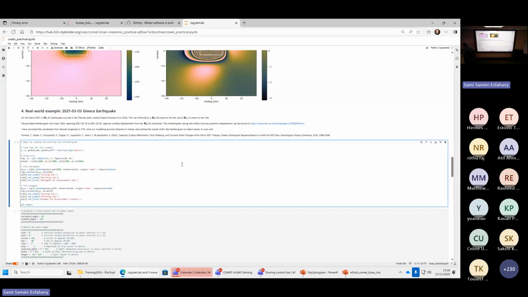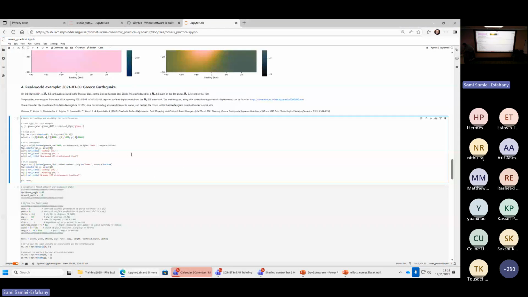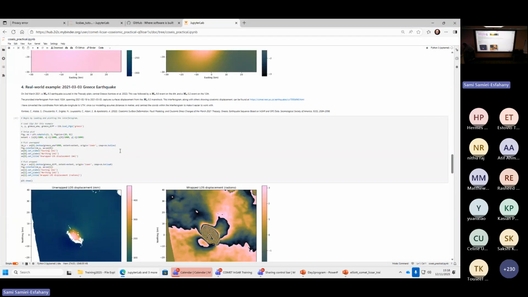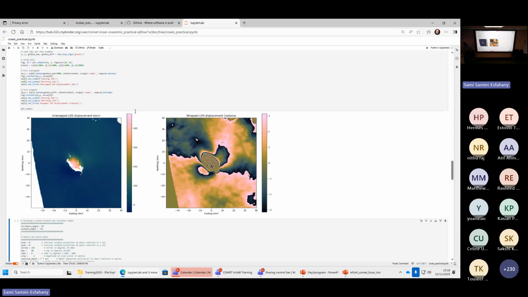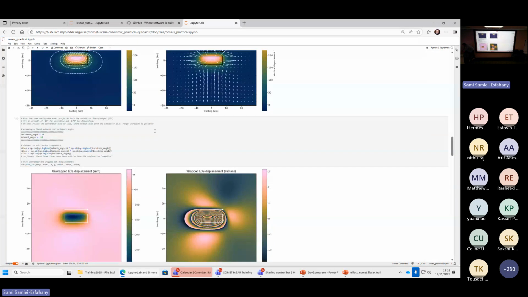Okay, so the first thing we're going to do now is the next bit of code. We're going to be loading in some actual data. On the left, we have the unwrapped version, which is the actual displacement that the satellite is seeing. The first thing to talk about is that anything positive is moving away from the satellite.